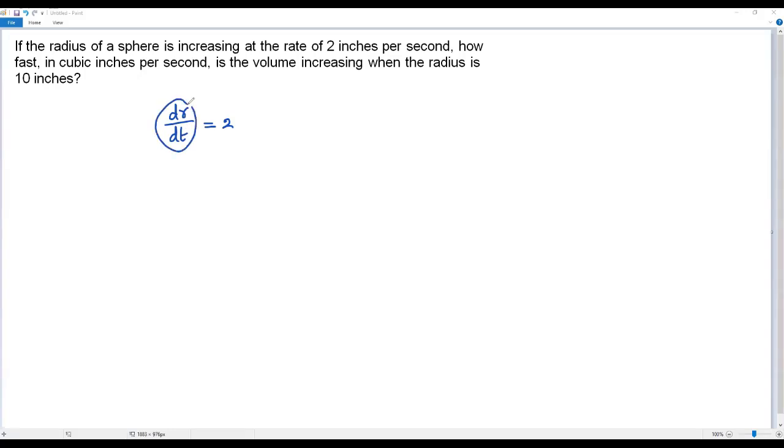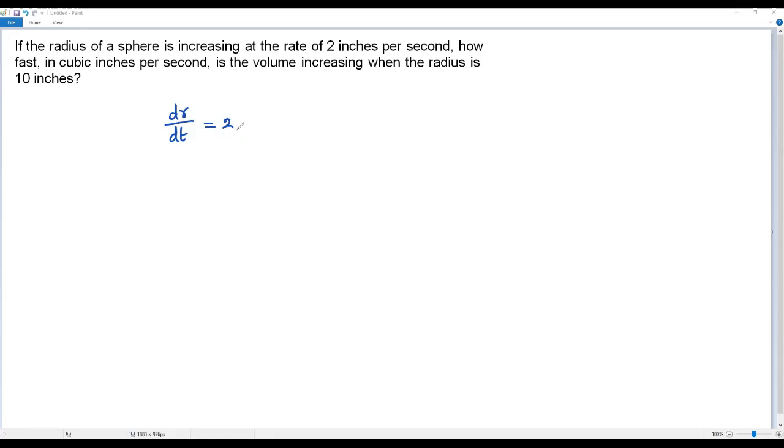So now let's understand the meaning of this derivative. Here r represents radius and t represents time. So dr over dt means how the radius of the sphere is changing with respect to time. That is equal to 2. We write a positive value because the radius is increasing. In case the radius is decreasing, we have to write a negative value here.